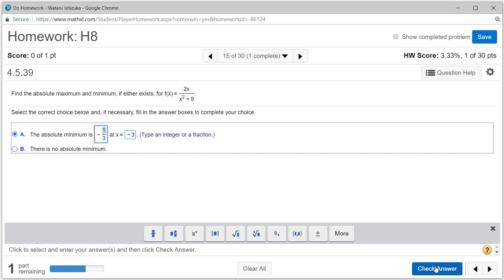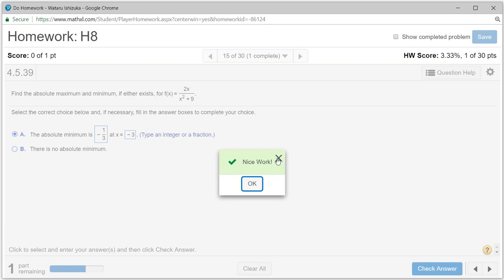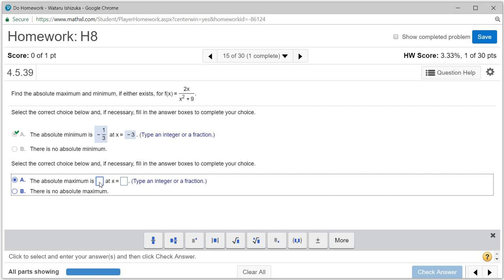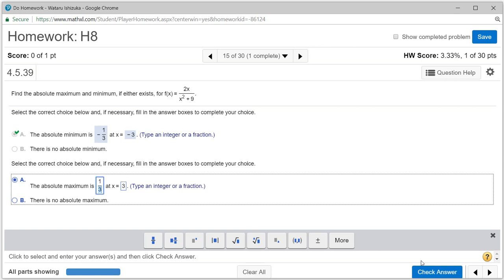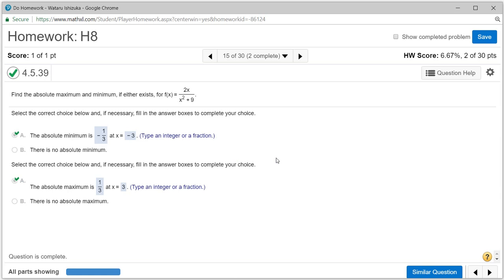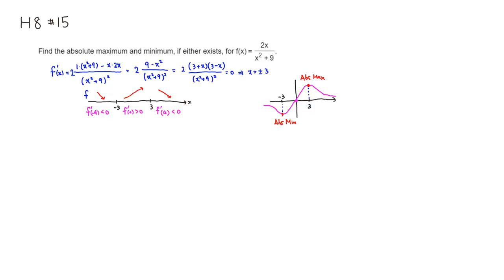All right, let's check the answer. We got that. The absolute maximum is really the same thing, but we plug in +3, and you get the same value with a different sign, so it's 1/3. Check the answer. We got that. That's it. I hope that this was clear.